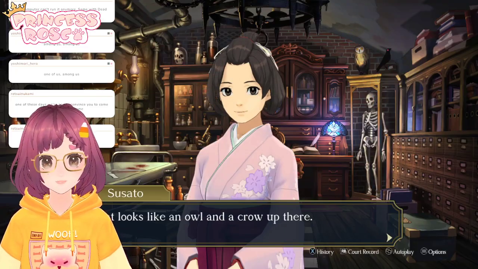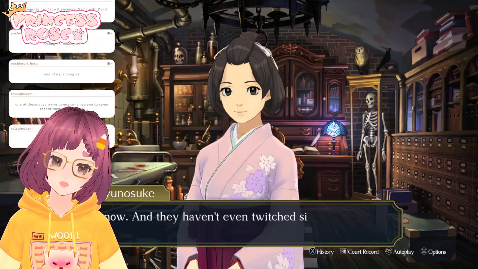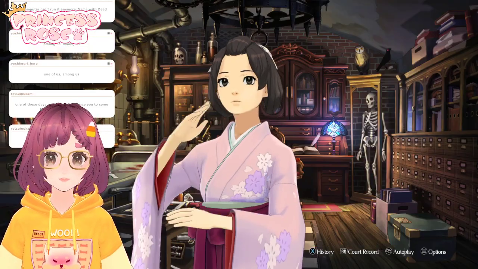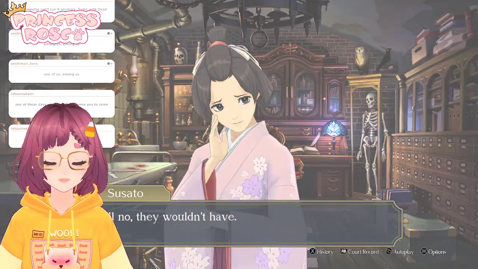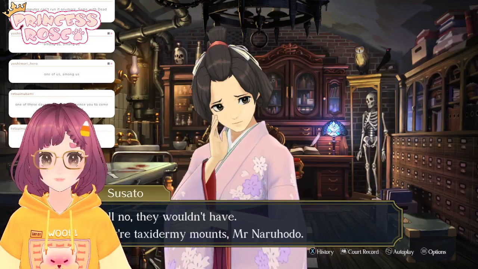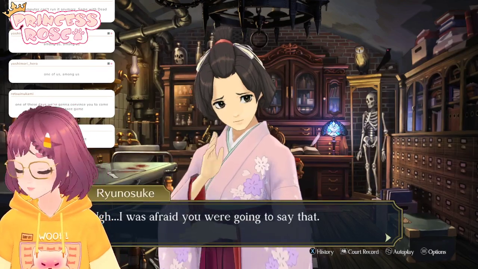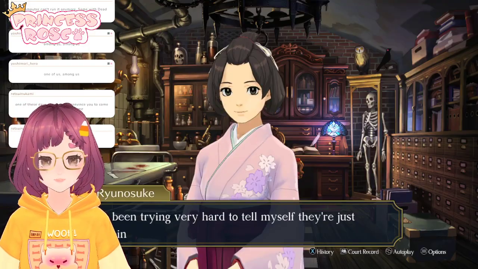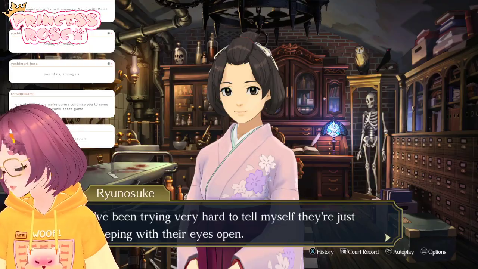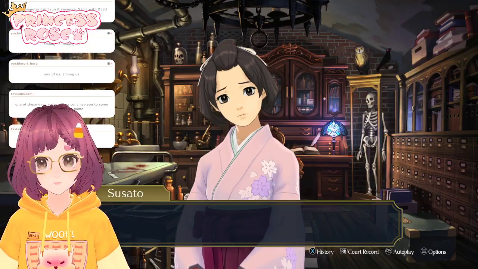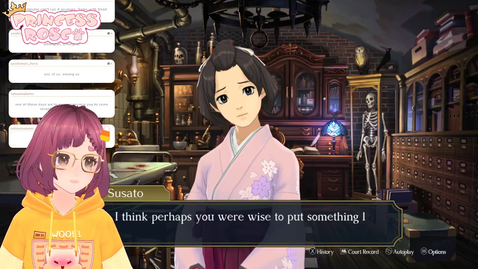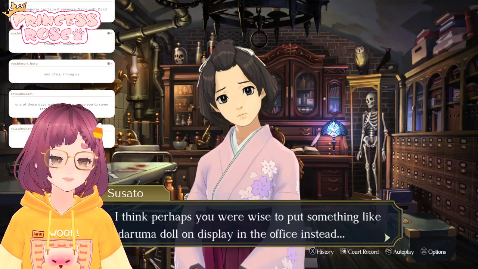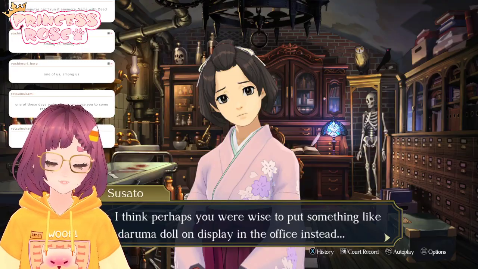That looks like an owl and a crow up there. I know, and they haven't even twitched since we came in here. Well, no, they wouldn't have. They're taxidermy mounts, Mr. Naruhodo. Ugh, I was afraid you were going to say that. I've been trying very hard to tell myself they're just sleeping with their eyes open. Yes, I think you were wise to put something like your Dharma doll on display in the office instead.